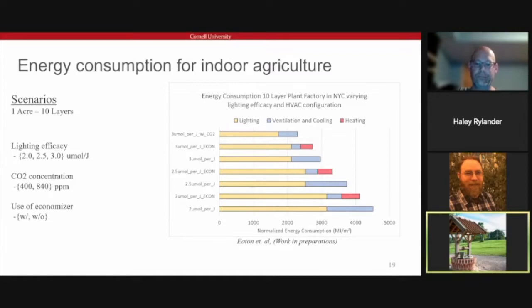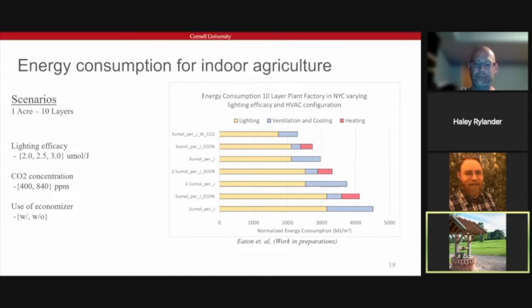And I chose that number because at 840 ppm, the amount of energy savings you get from raising the CO2 concentration will be equal to the amount that you get by increasing the lighting efficacy. So it's just a convenient number to choose to get the same kind of energy footprint.